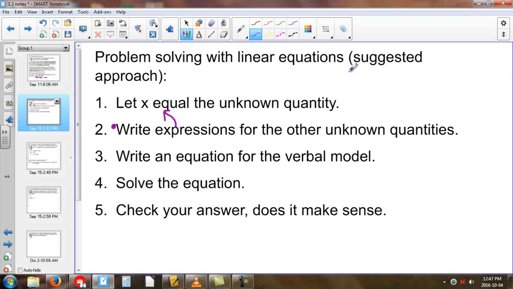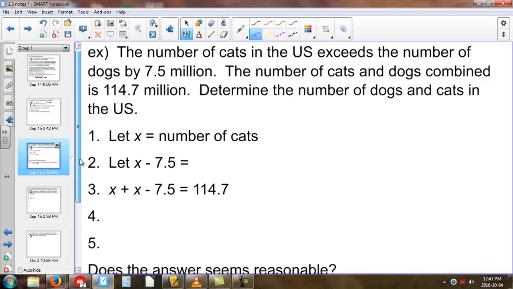So if the width is 2 more than the length, and the length is my x, then the width is x plus 2. You see how we're only using x as our variable? As much as possible, we want to use a single variable. Then we write an equation for the model given in the text, solve it, and always check our answer. We need to make sure our answers make sense for the context. Let's look at a couple of examples.